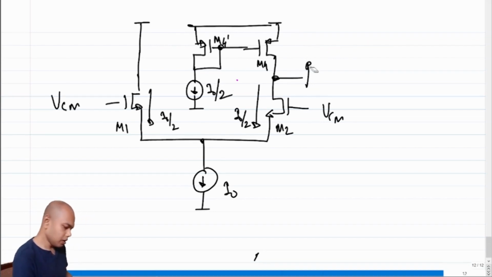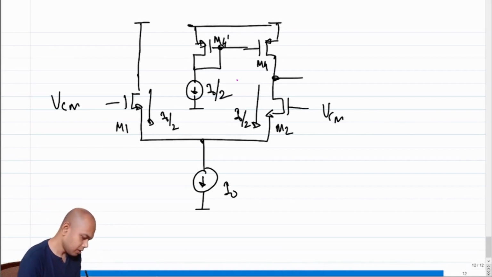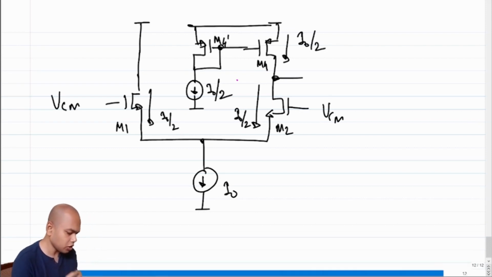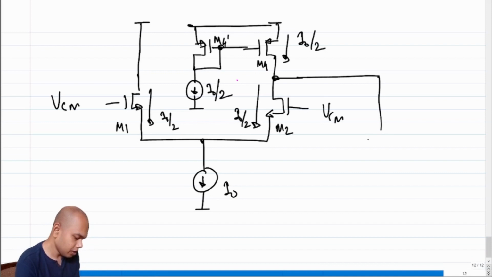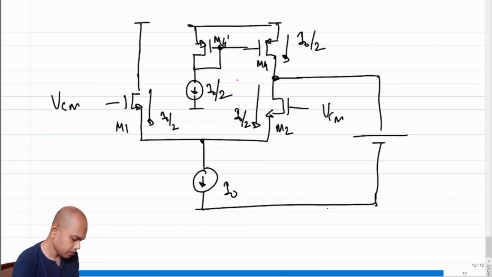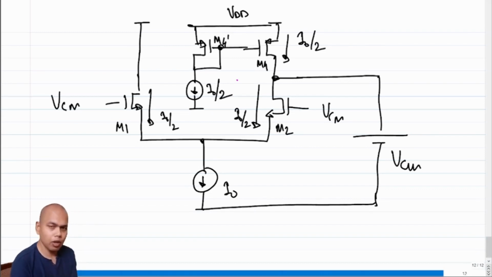Okay, fine. So let's try to figure out what's going to happen to the short circuit current. Under quiescent condition, this guy is I naught over 2. Now I'm trying to figure out the short circuit current, and let's say I have shorted this with a battery. And let's say this battery voltage is also VCM. It can be anything. I kept it VCM just to ensure that M1, M2, M4 are all in saturation. And the incremental current will always flow into the battery.